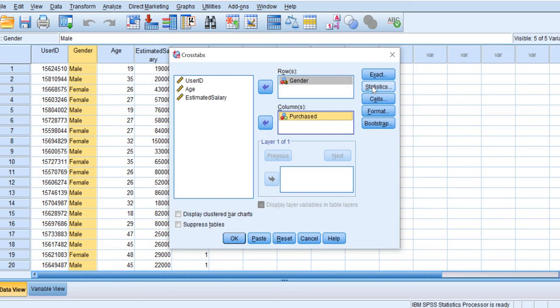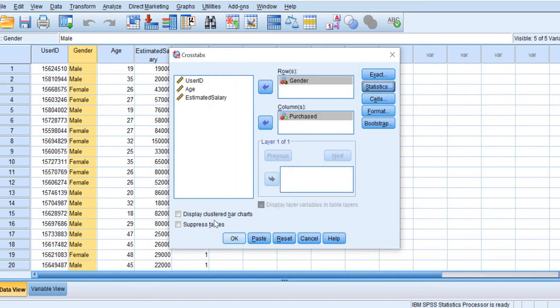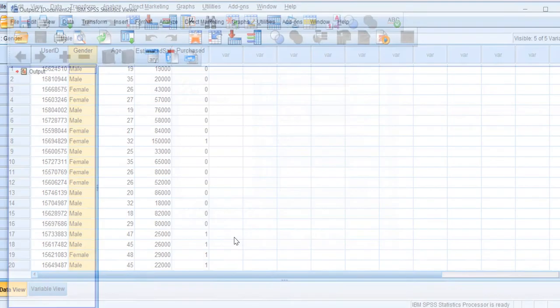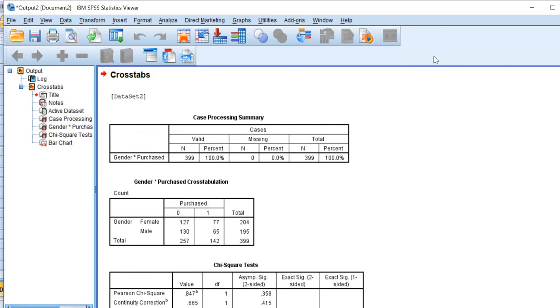Under that, there is an option of statistics where we need to check chi-square. By default, it will be unchecked. We need to check the option of chi-square and continue, and that's enough. If we want, we can also see a bar chart to see how the distribution of purchase and gender is associated. The output window provides us the details of each of the information that is required.